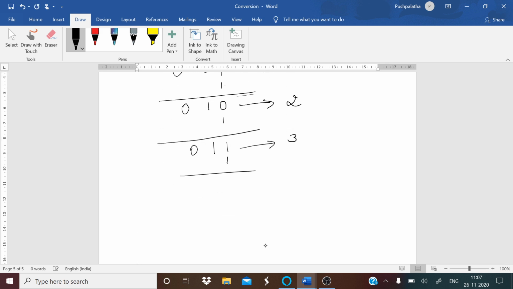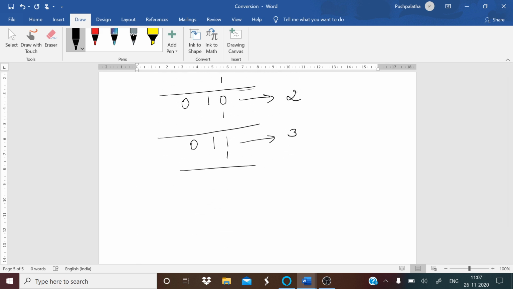Okay, and again add 1 to this LSB. What happens? 1 plus 1 is 0 with a carry of 1. Again 1 plus 1 is 0 with a carry of 1. 1 plus 0 is 1. This is your 4. Again add 1. Till where are you going to continue? Till you reach your 7, because that is the last number, and you are going to reach all the ones over there. 0 plus 1 is 1, 0 and 1. So this is your 5.